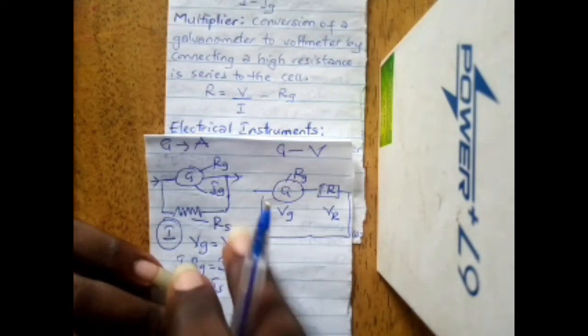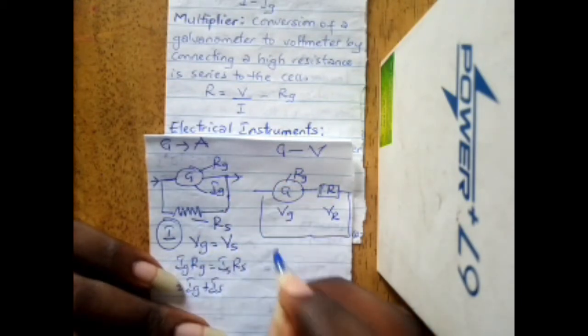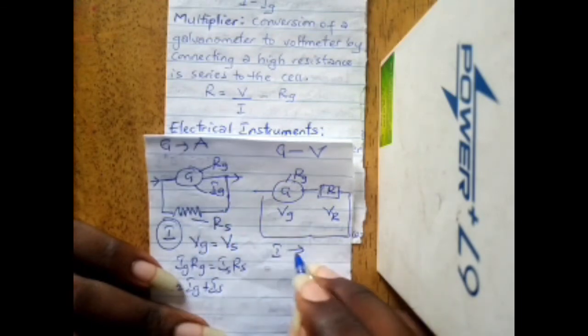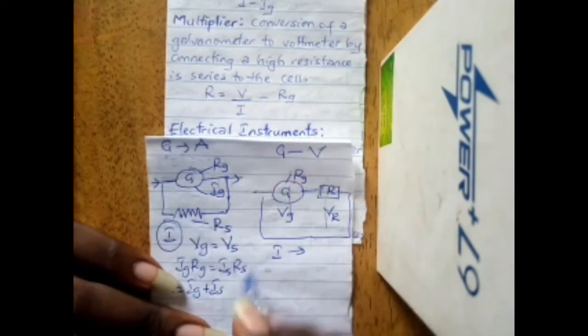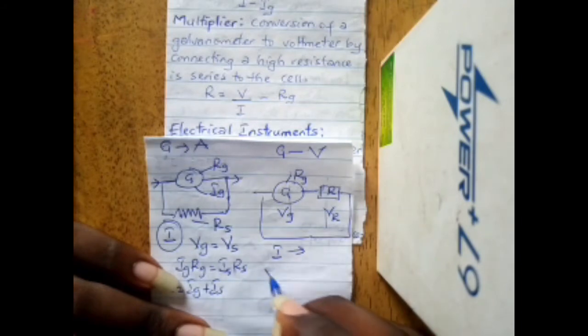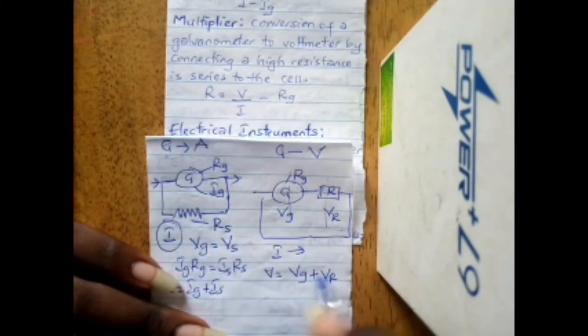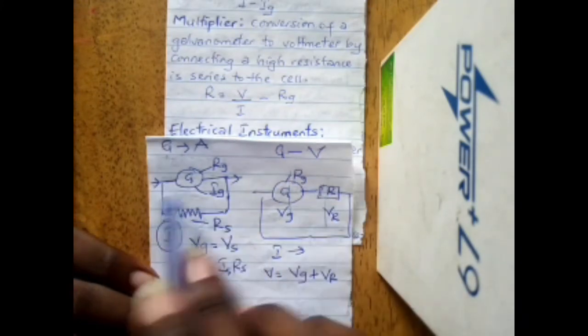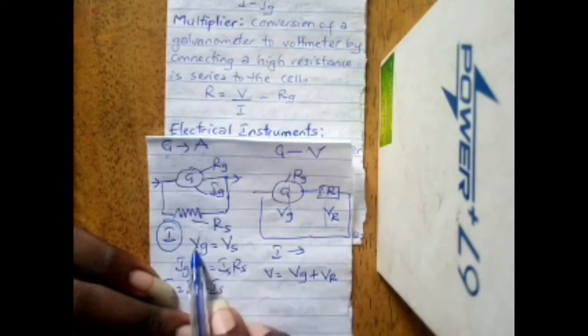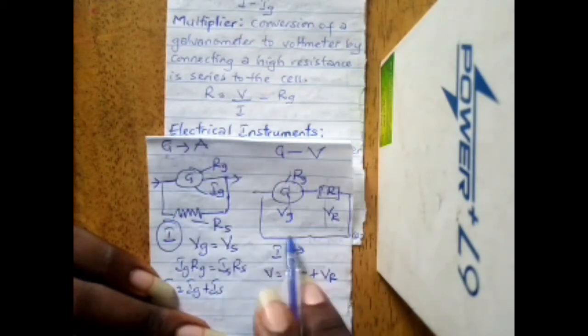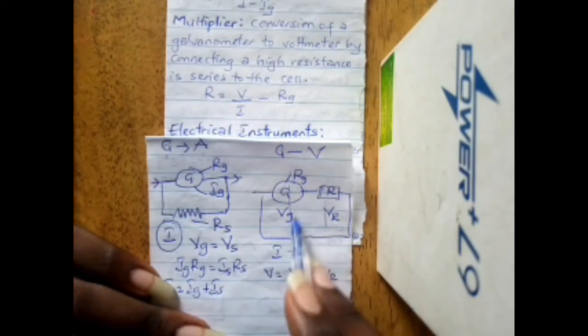And if you recall that when you have series, you have the same current flowing through it, but you have different potential drops. So our total voltage here will be the voltage in the galvanometer plus the voltage in this resistor. But in this first case, they have the same voltage drop. VG is equal to VS. In this case, the voltage drop is different. So the sum of the voltages is equal to V.